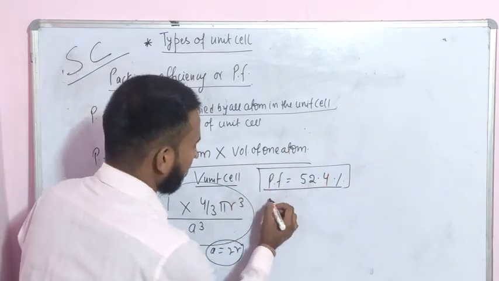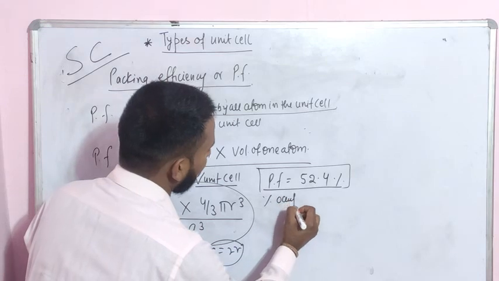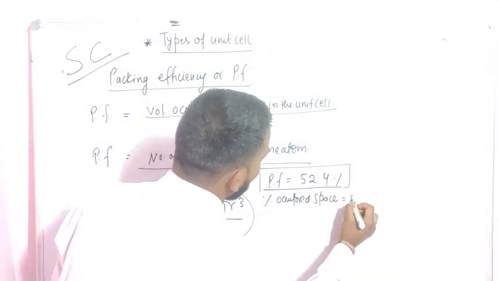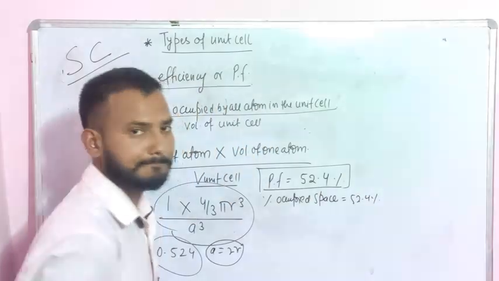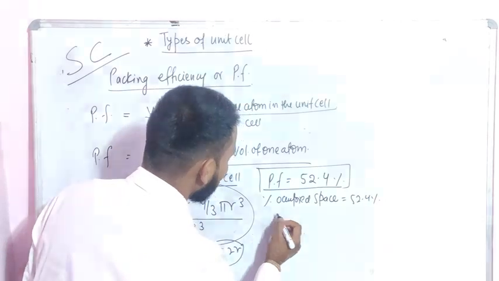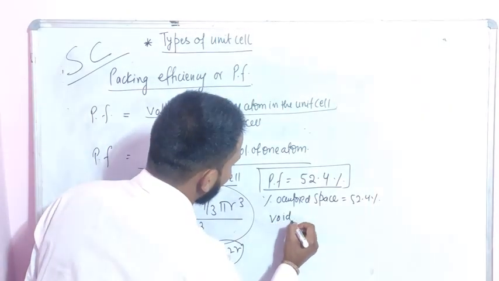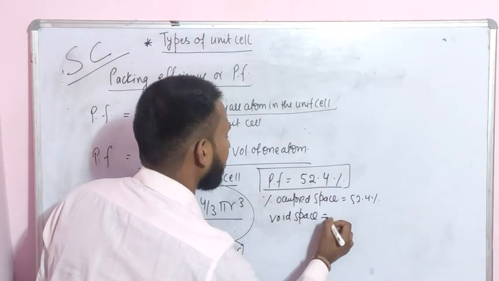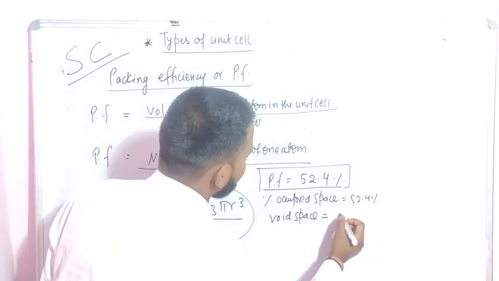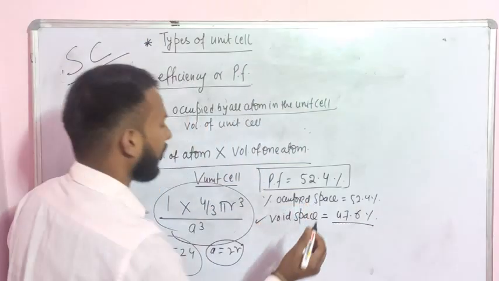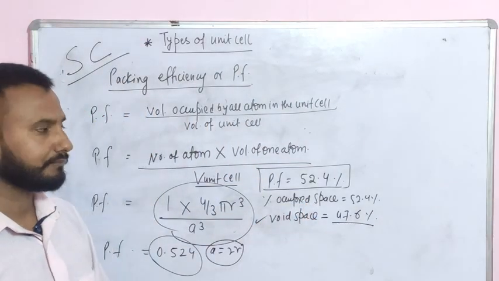This is the percentage of occupied space, which comes out to be 52.4%. So the rest of the place will be empty. That place is known as void space. Void space is 100 minus 52.4, which comes out to be 47.6%. So this will be the void space for simple cubic.